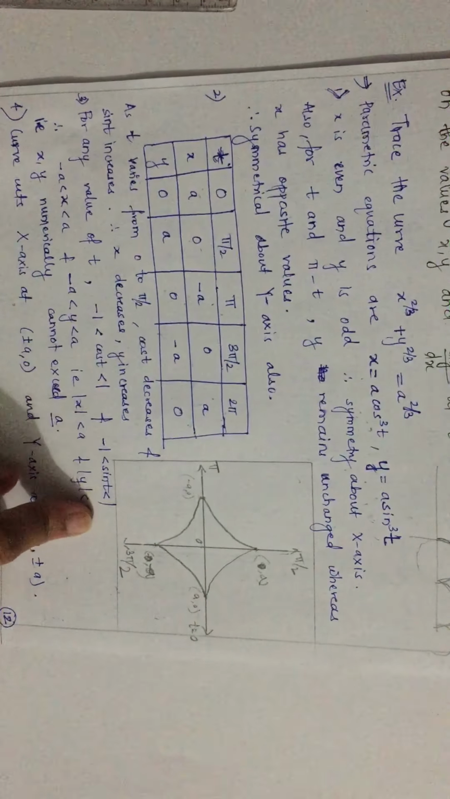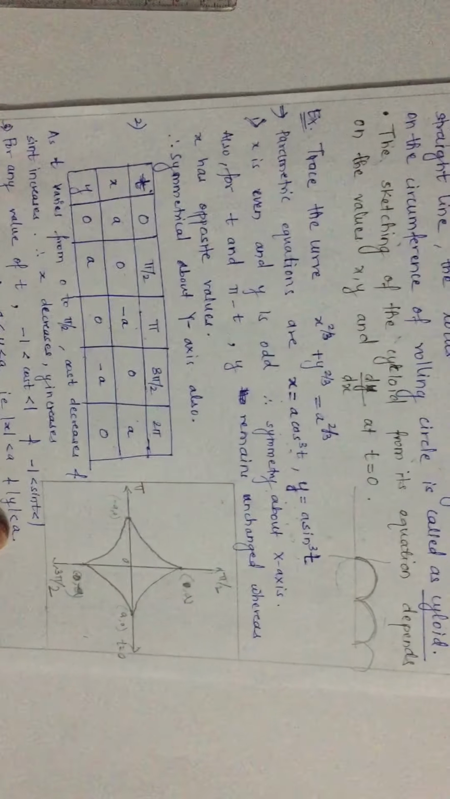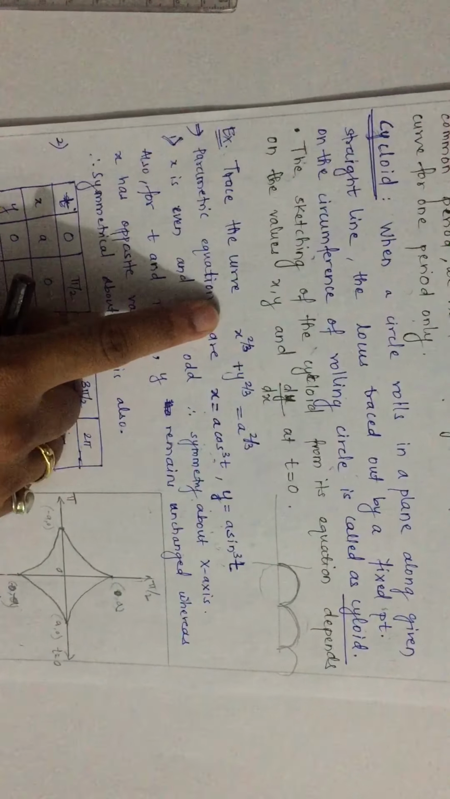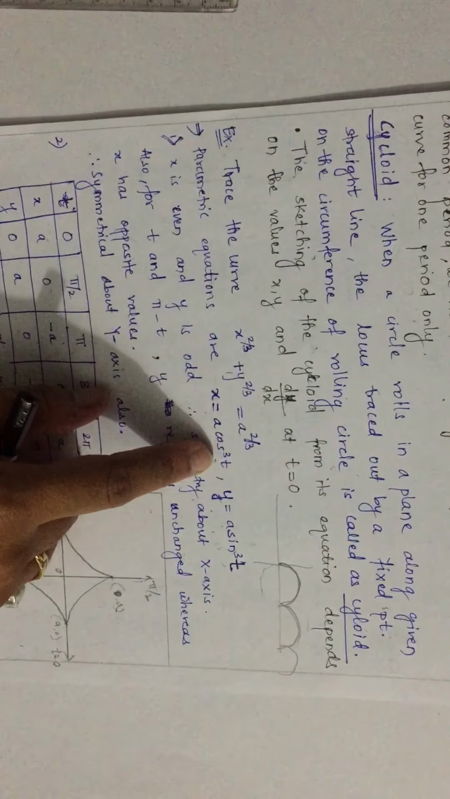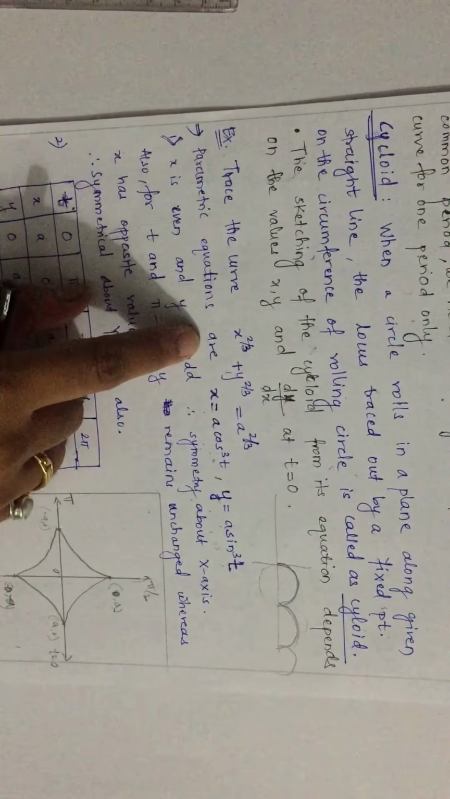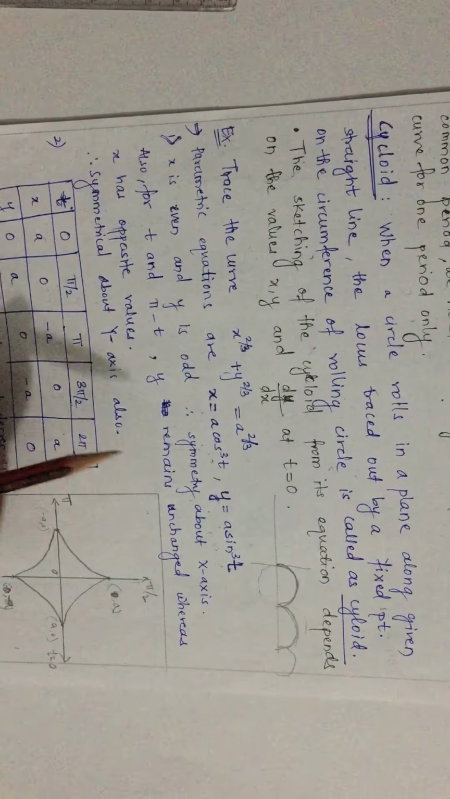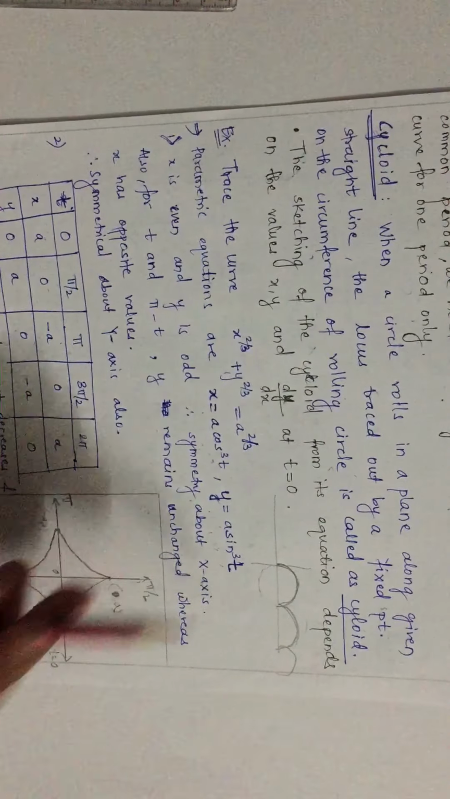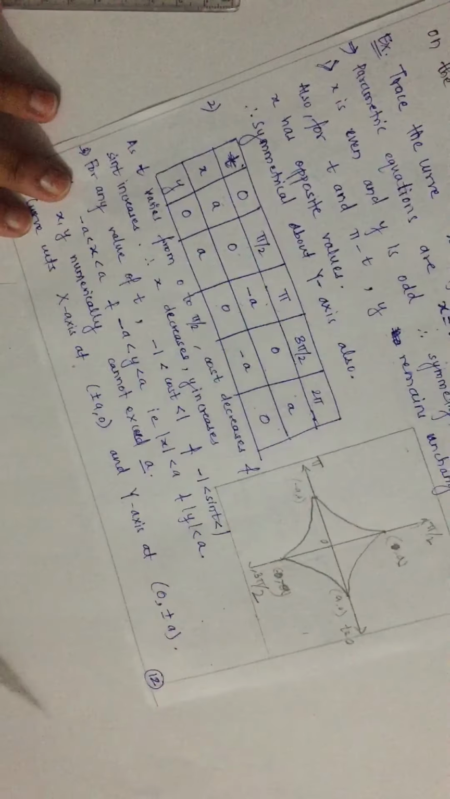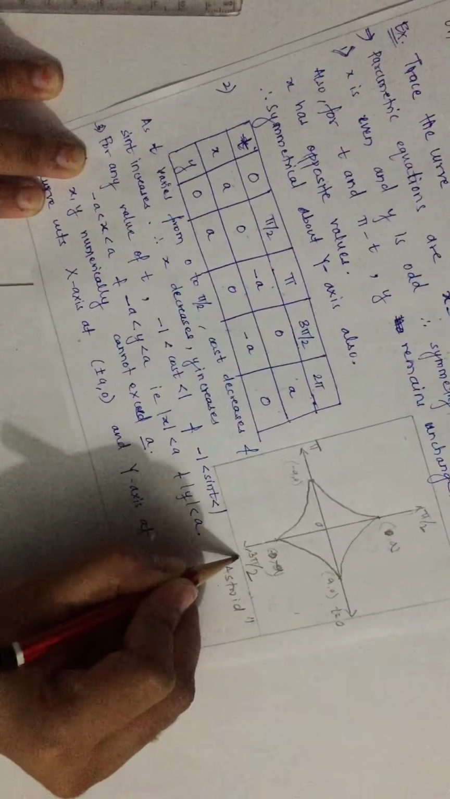So this curve is known as asteroid. Basically, asteroid is given by the equation x raised to 2 by 3 plus y raised to 2 by 3 equals a raised to 2 by 3, or x raised to 1 by 3 plus y raised to 1 by 3 equals a raised to 1 by 3. Parametric equations are given as x equal to a cos cube t and y equal to a sin cube t. So this curve is known as asteroid.